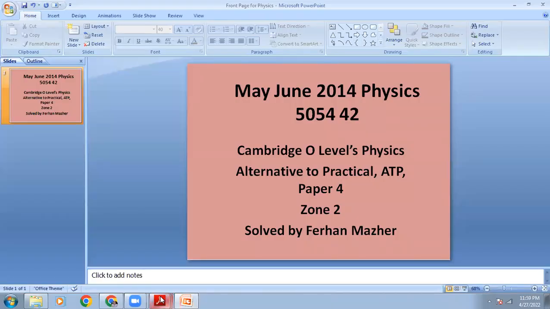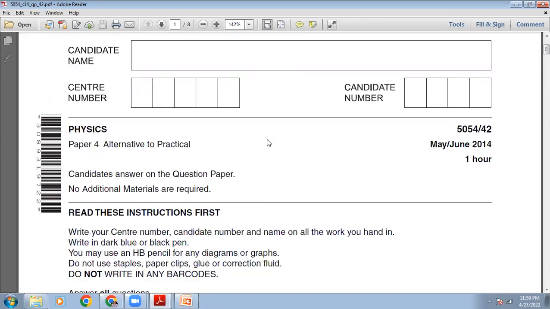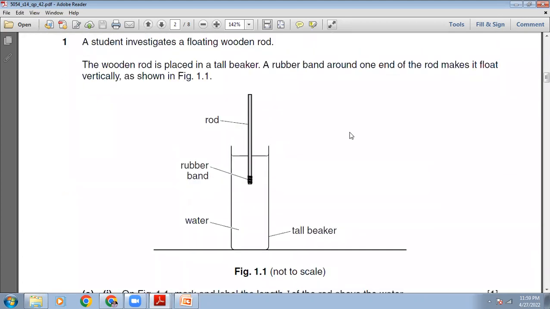So the question paper is coming up on screen. May June 2014 4-2 paper. Time allowed is 1 hour. We call it paper 4. The first question coming up on your screen. A student investigates a floating wooden rod. The wooden rod is placed in a tall beaker. A rubber band around one end of the rod makes it float vertically as shown in the figure 1.1.